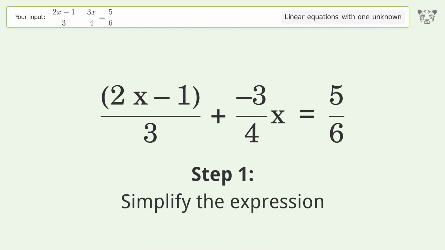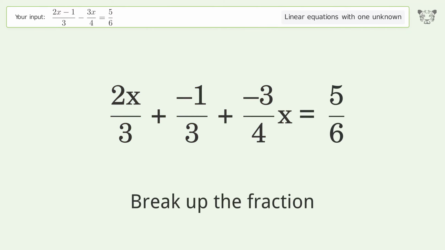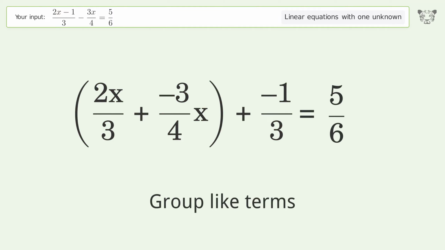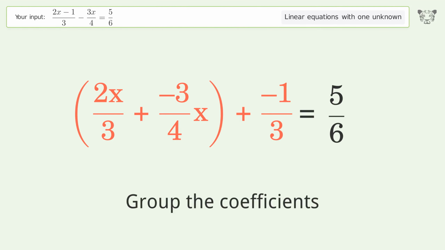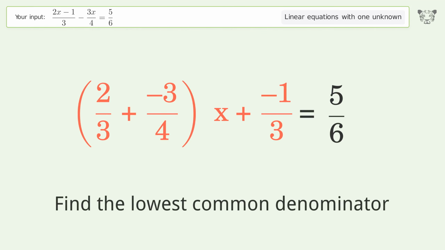Simplify the expression. Break up the fraction. Group like terms. Group the coefficients. Find the lowest common denominator.